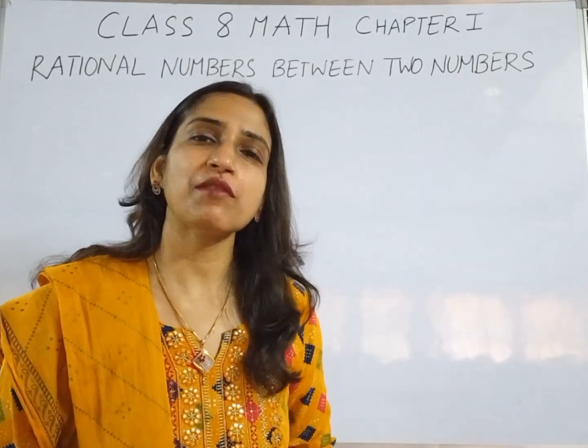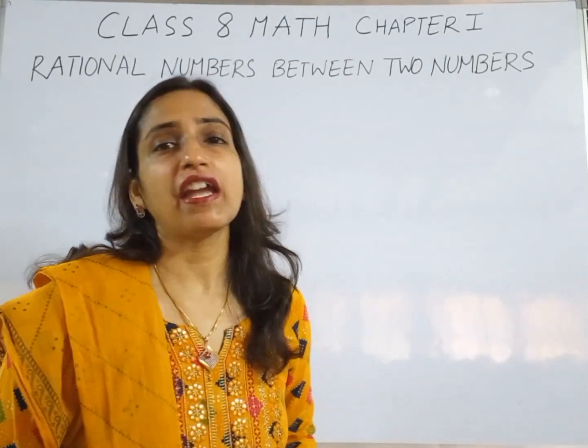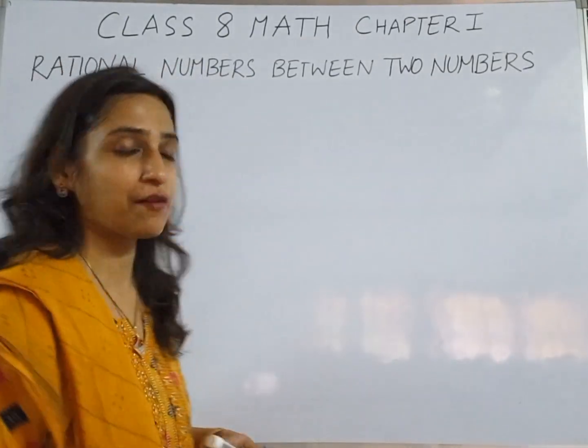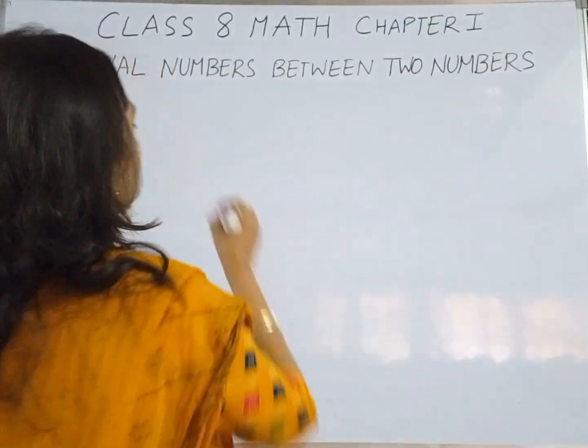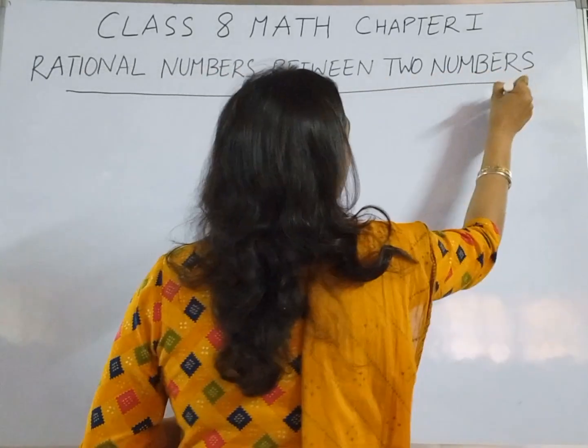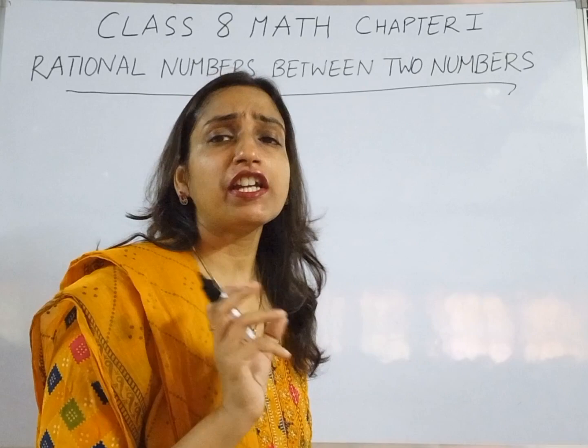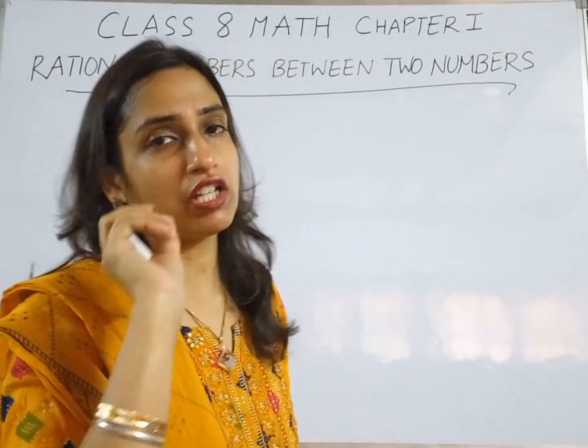I'm teaching the full syllabus of class 8 maths. So today I'm discussing a very interesting topic of the first chapter, which is rational numbers. The name of the topic is to find rational numbers between two numbers. So how can we find rational numbers between two given numbers?